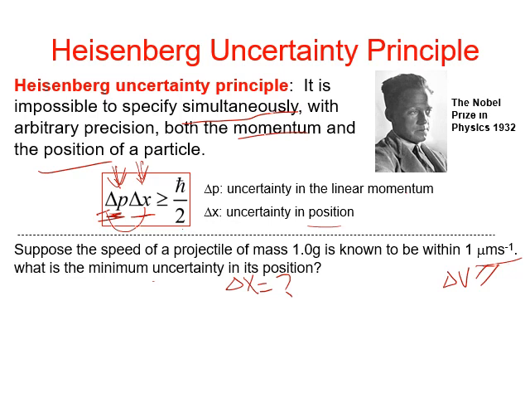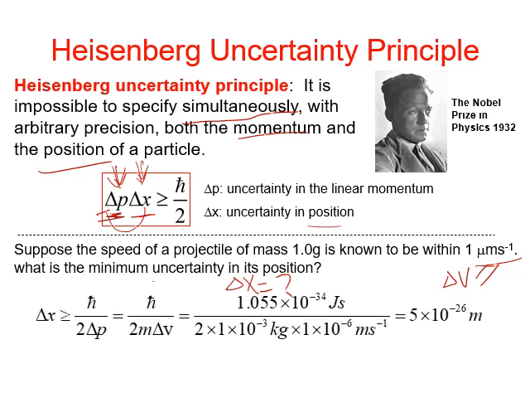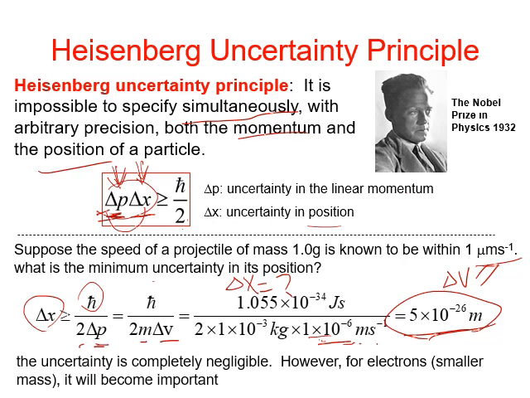According to the Heisenberg uncertainty principle, delta x times delta p should be greater than or equal to h bar divided by 2. Therefore, delta x should be h bar divided by 2 times delta p, and delta p is the momentum uncertainty, which is mass times speed uncertainty. Plug in everything: the speed uncertainty is 1 micrometer per second, which is 10 to the minus 6 meter per second, and that gives you 5 times 10 to the negative 26 meter. That's a very small number, so the position uncertainty is small. However, for electrons, it will become important.